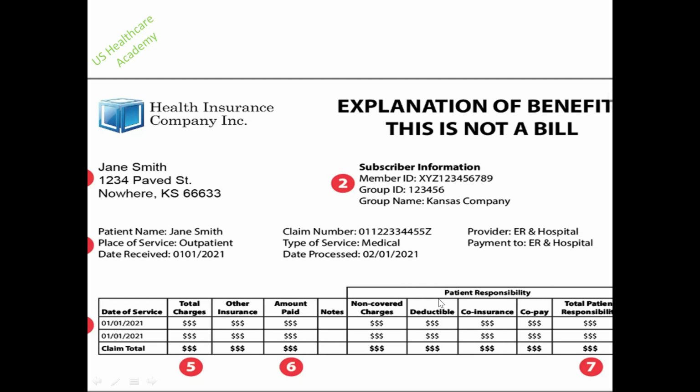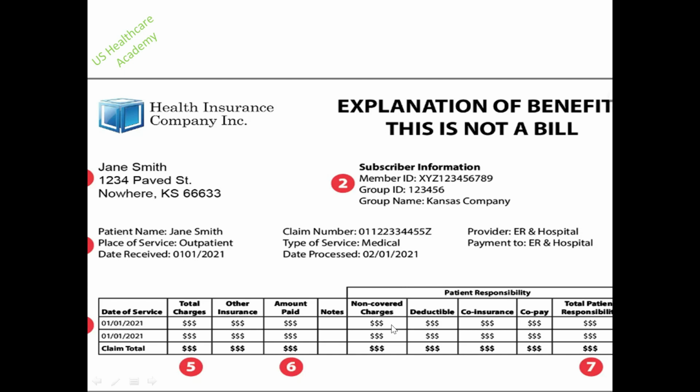Now we're coming to a very important section. This all together is called patient responsibility. Patient responsibility is nothing but co-insurance, co-pay, deductible. We discussed this before, right? This is something that the patient has to pay from their pocket. It's also known as out-of-pocket expenses. So along with co-pay, co-insurance, and deductible, there is something called non-covered charges, which is also the patient's responsibility.